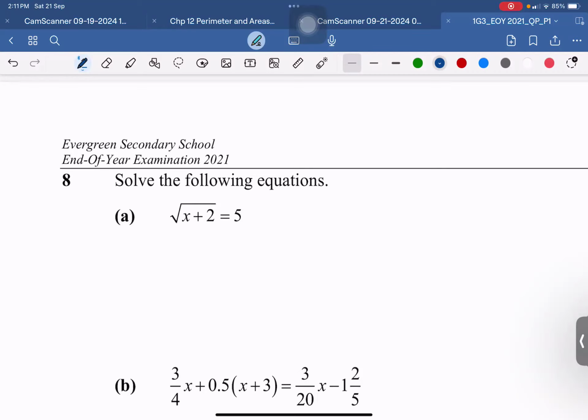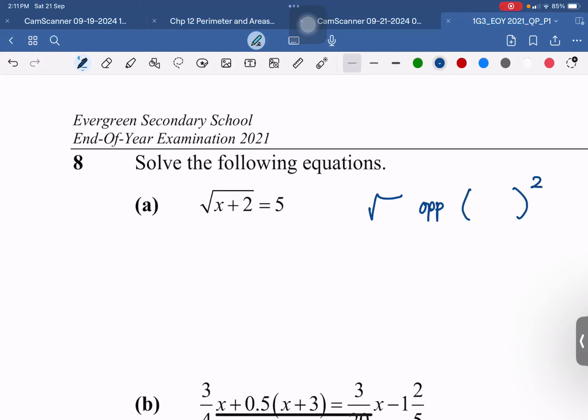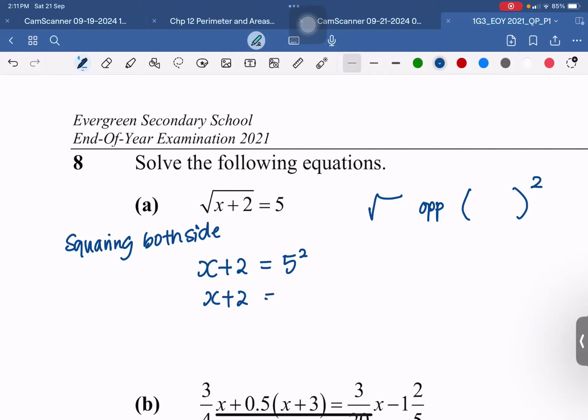Question 8A, right? First thing, there is a square root over here. How to get rid of the square root? The opposite or the reverse of the square root is to square the whole thing. So when we square it, the square root will disappear. But then we need to square the other side too. So squaring both sides, I make the square root disappear. So I'm left with x plus 2. Then this side will be 5 squared. 5 squared is the number 25.